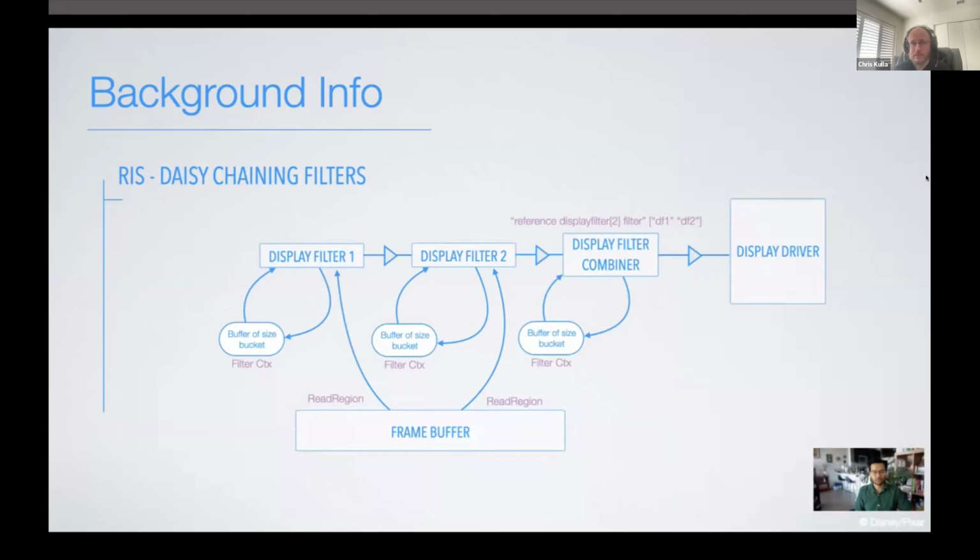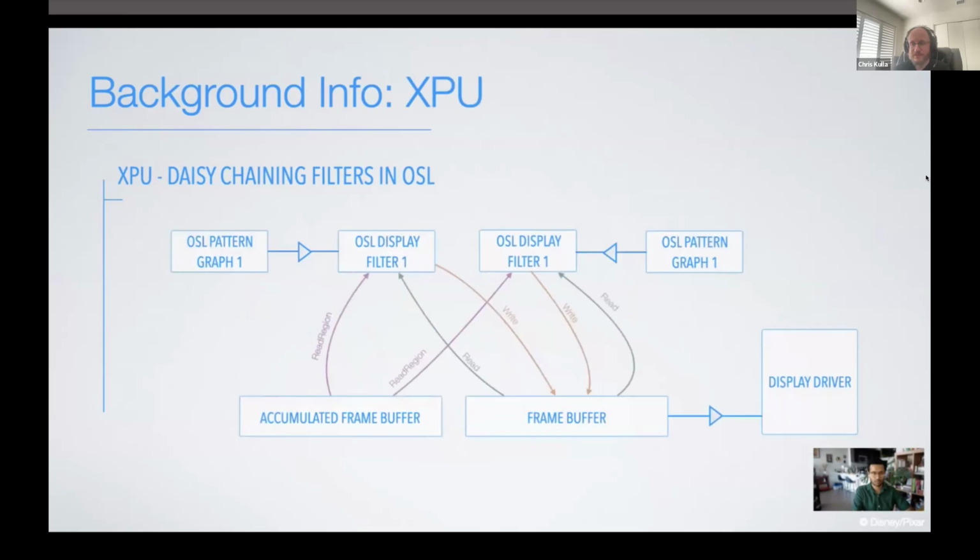Another benefit of OSL, which I'll demonstrate in a second, is that chaining these filters is somewhat limited with C++ plugins. This here is an example of our previous renderer RIS being used to chain display filters one after the other. As you can see, only display filters are pluggable to each other, and they go into a display filter combiner before going off to the display driver. However, OSL has no such restriction.